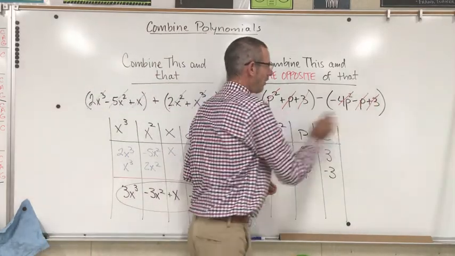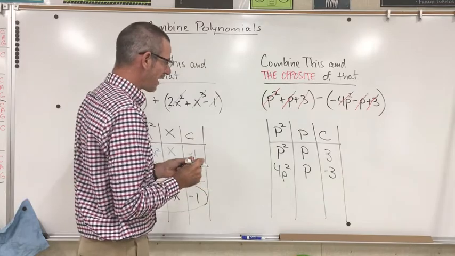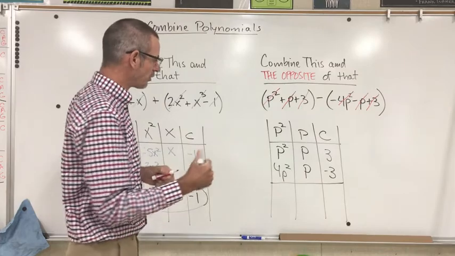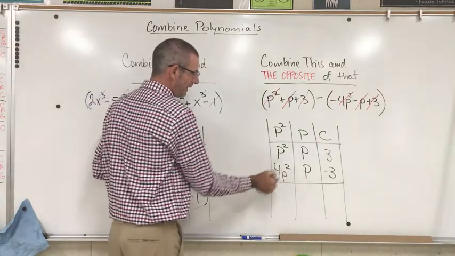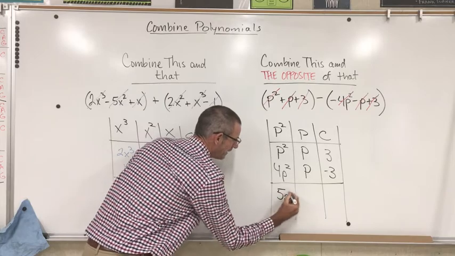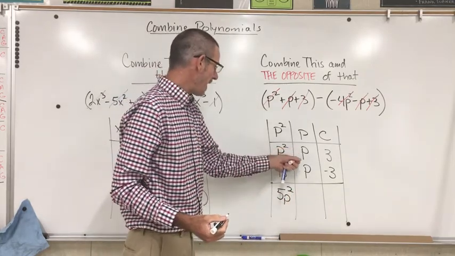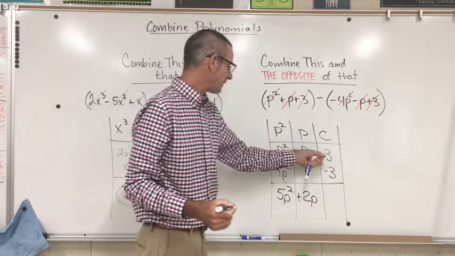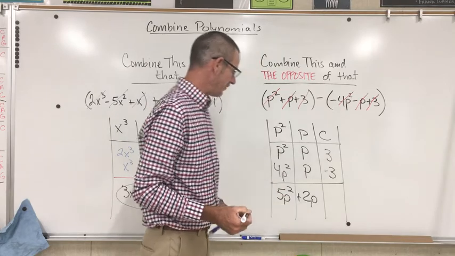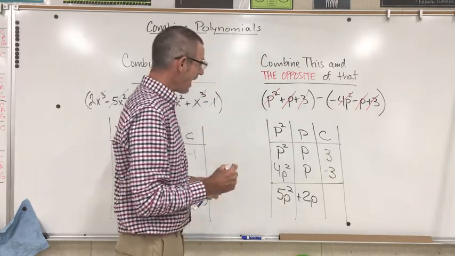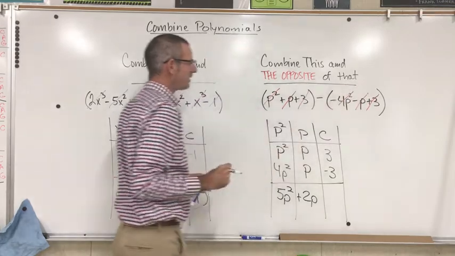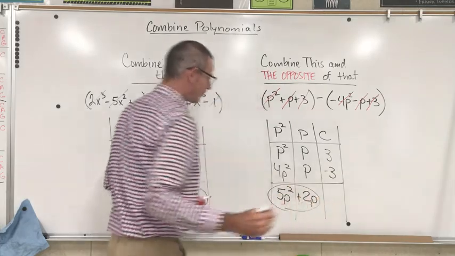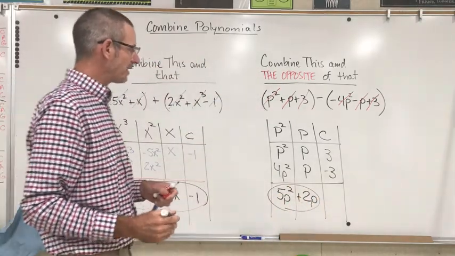So now I've gone through all 6 of my terms, and I have them grouped together in like terms. So to answer the question, I just have to put my like terms together. 1p to the second and 4p to the second makes 5p to the second. A 1p and another 1p makes 2p. And positive 3 and negative 3 make 0. So I'm not even going to write that down. And these 6 terms can be simplified or combined to turn into only 2 terms. And my answer is 5p to the second plus 2p.